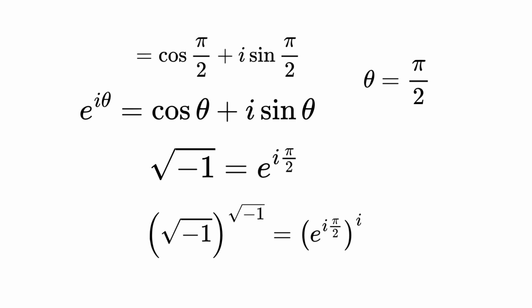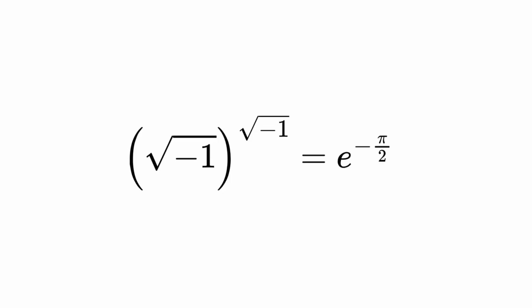i. So we can write this as e power i square pi by 2. So i square is minus 1, so we can write square root of minus 1 whole power square root of minus 1 is equal to e power minus pi by 2. So we have got the answer, so we are going for the second method.